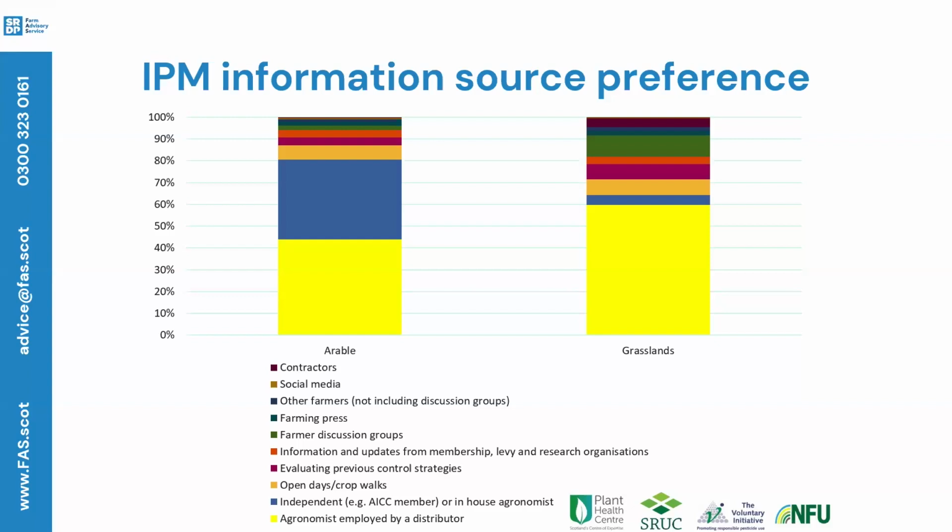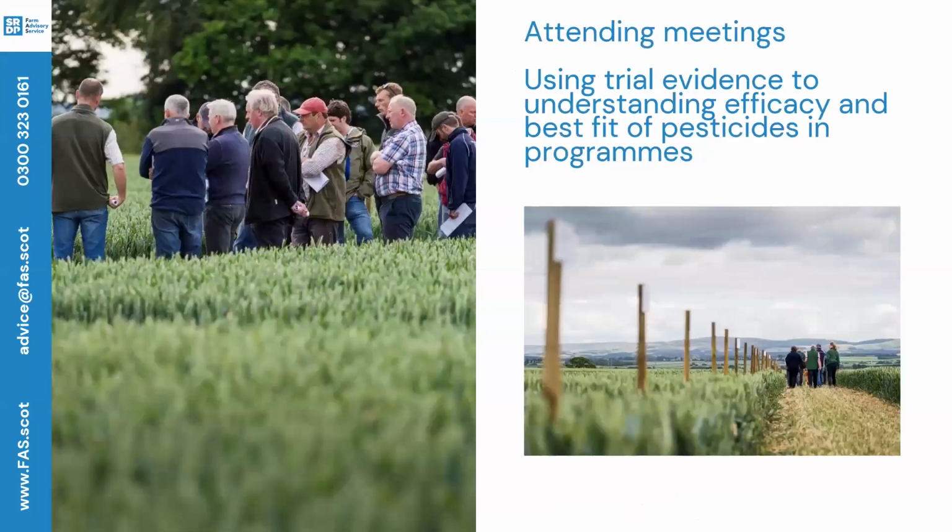And then when you look at the grassland, it's kind of similar, more reliance on distribution advice there. And as I've said before, a larger proportion are looking for information on IPM from discussion groups. So I think that's an interesting feature, but that gives you an idea of the places and sources that you can go to for IPM information.